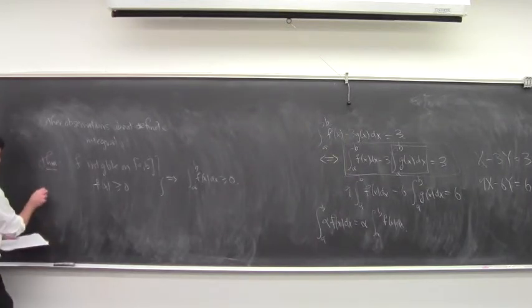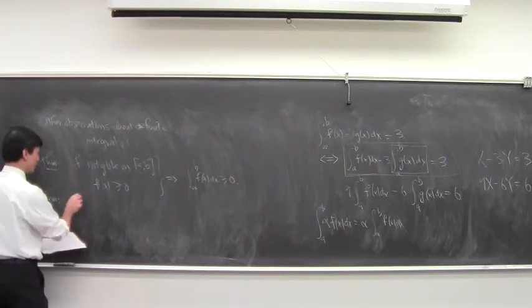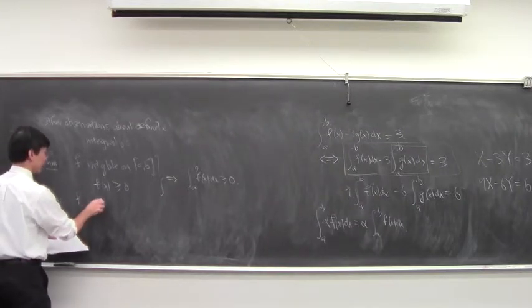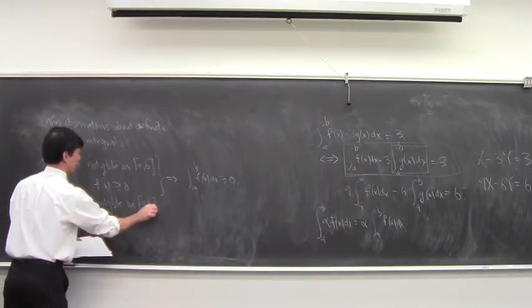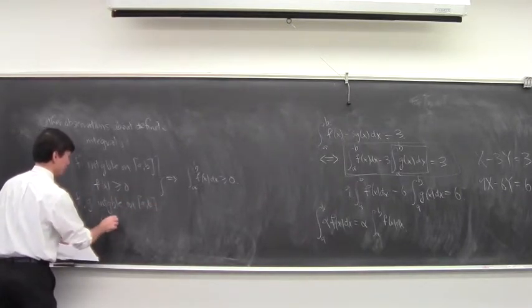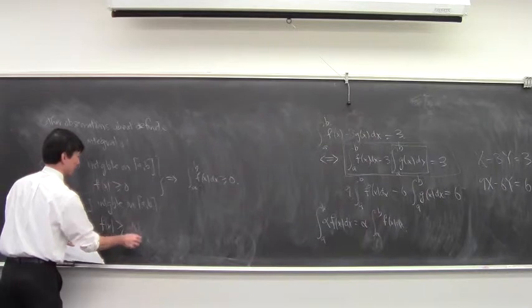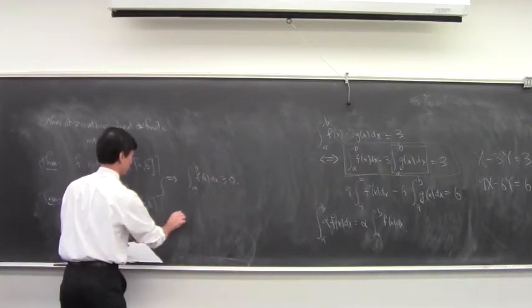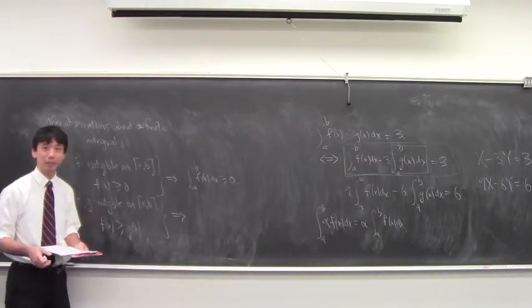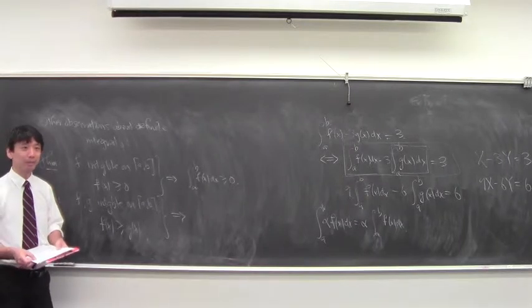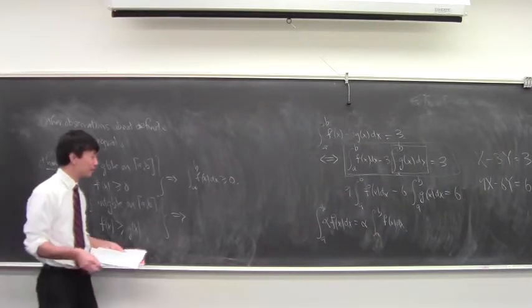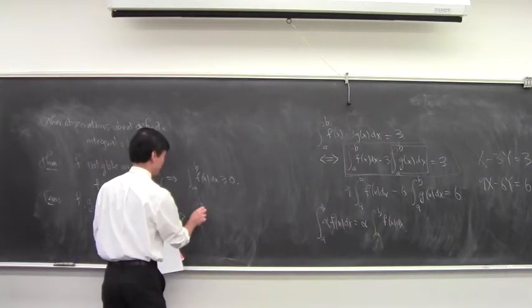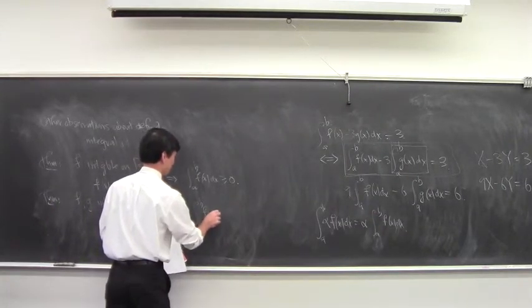Okay. Second one, also pretty straightforward. If f and g are integrable on AB, and f is always bigger than g, then what? The integral of f is always going to be bigger. Right. The integral of f is always bigger than the integral of g.